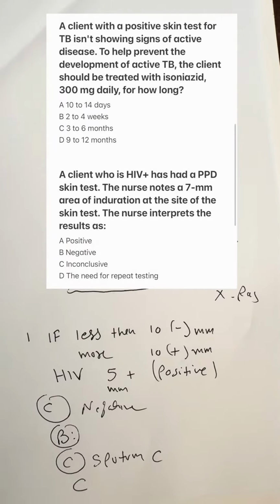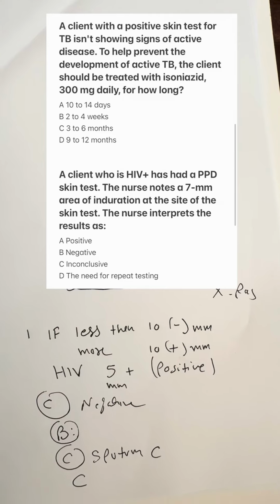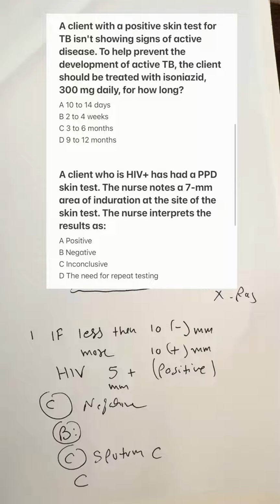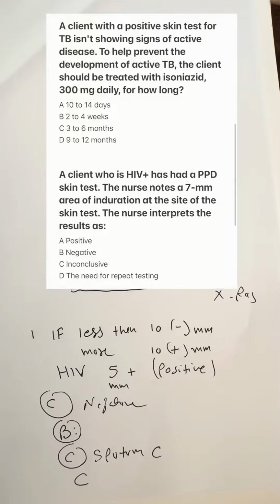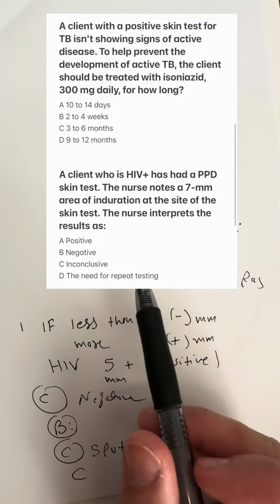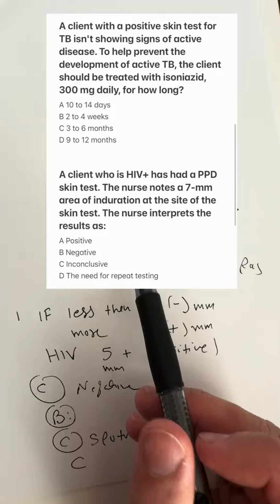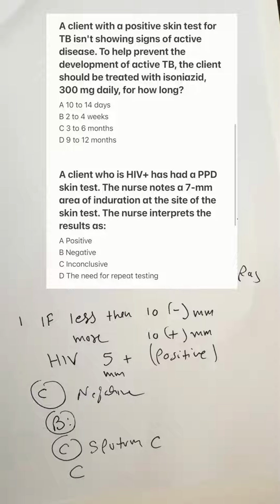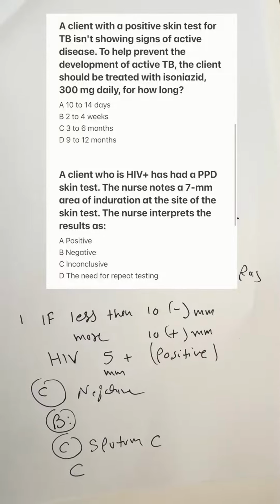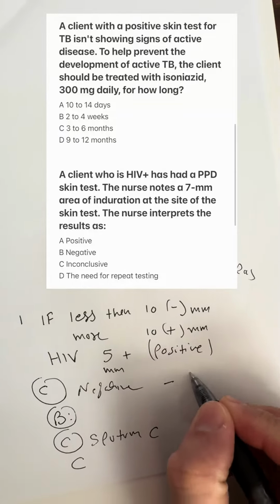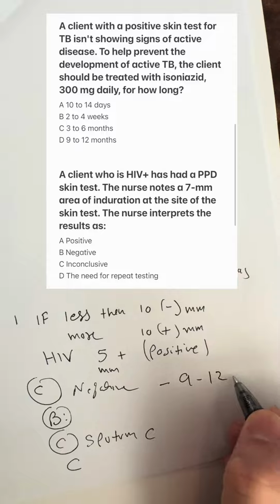A client with a positive TB skin test isn't showing signs of active disease, right? To help prevent the development of active TB, the client should be treated with isoniazid 300 mg daily for how long? So if a person has confirmed TB, the doctor will prescribe the medication isoniazid and rifampin for how long? So the patient will be on medication for around 9 to 12 months.